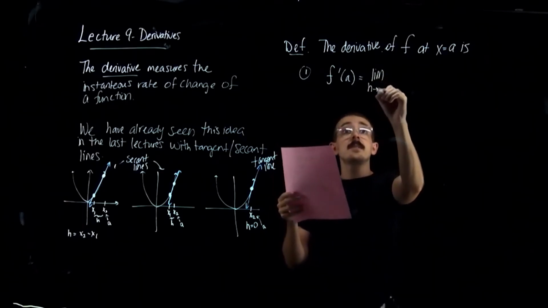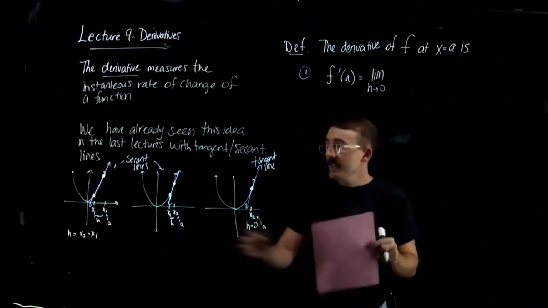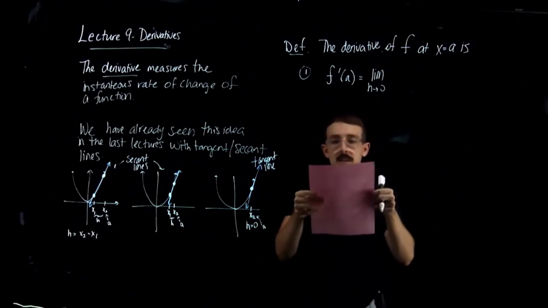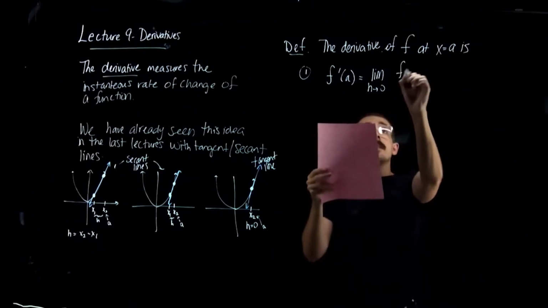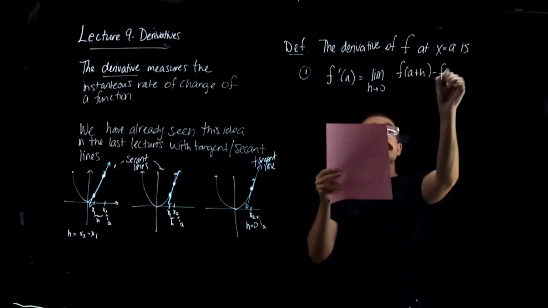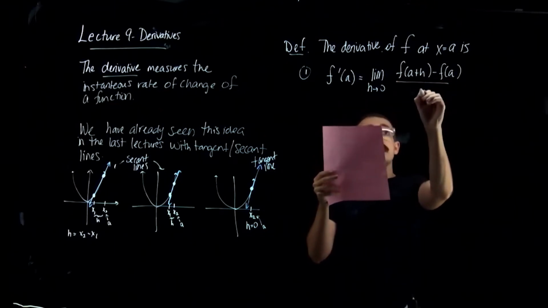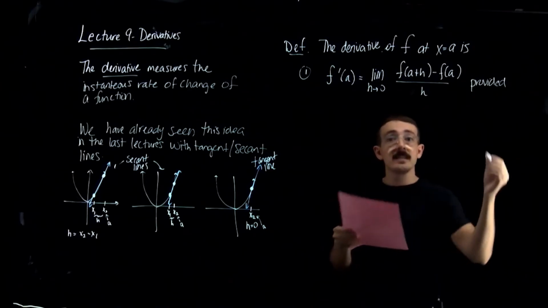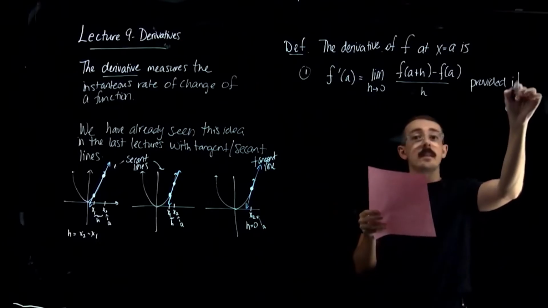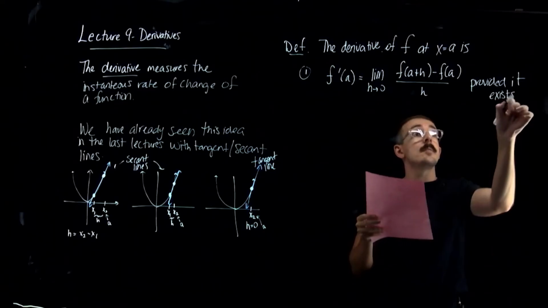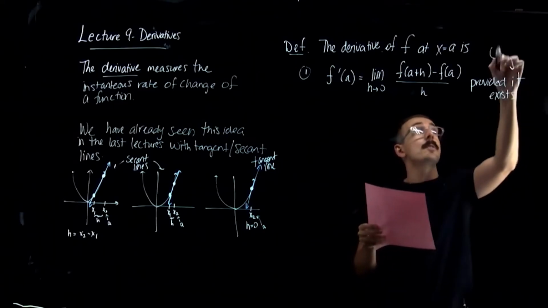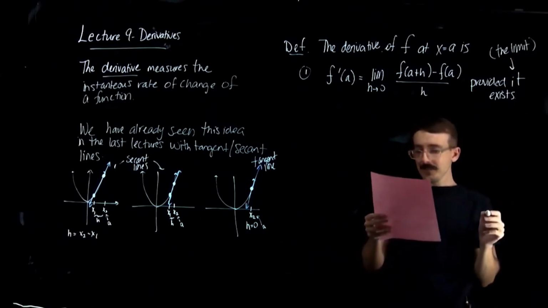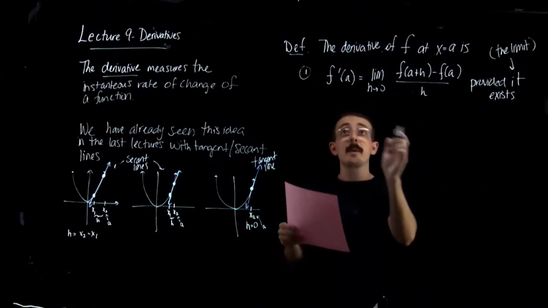equals the limit as h goes to 0. So remember, h is just this distance that I'm shrinking, and eventually I'm going to make it 0. So that's where the limit comes in. This is f of a plus h minus f of a all over h. And that's provided it actually exists. Not all limits exist. So provided the limit exists.